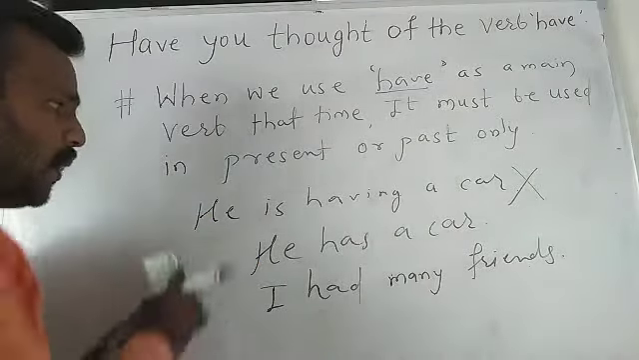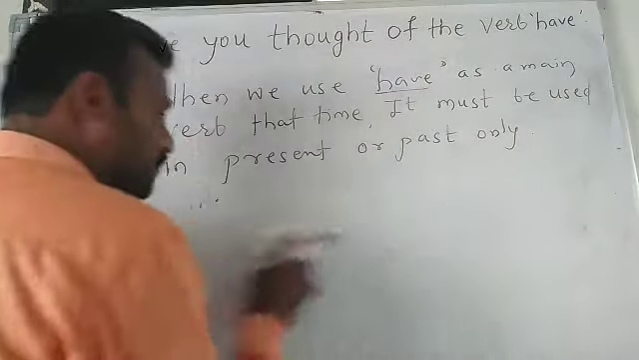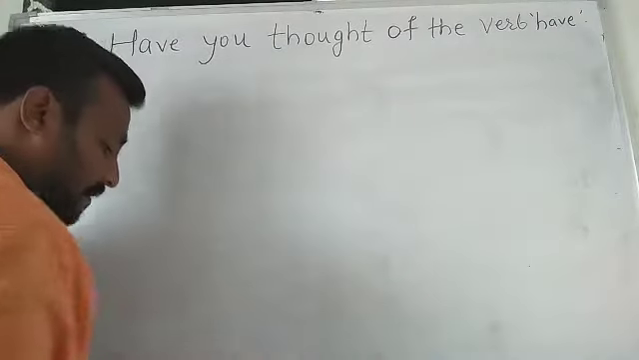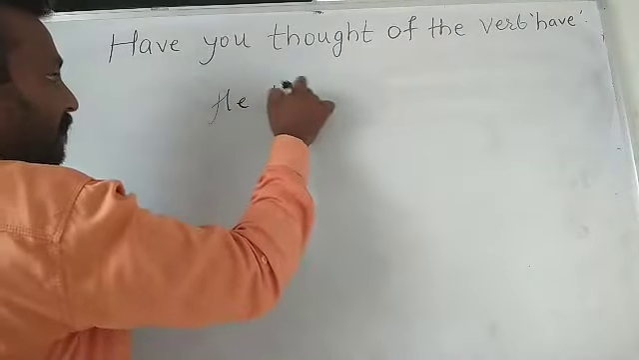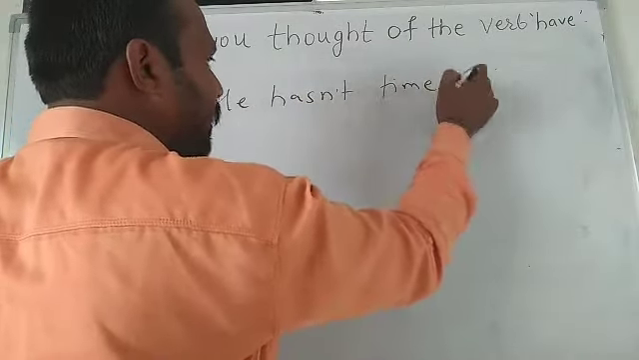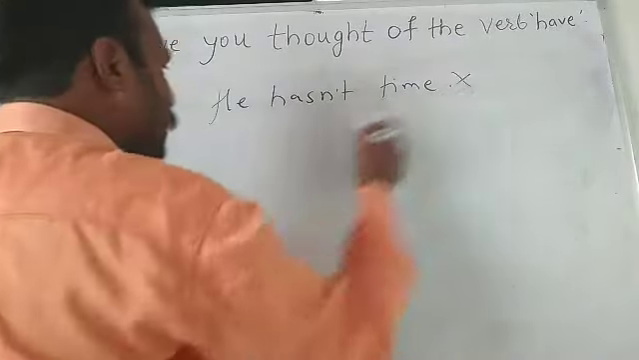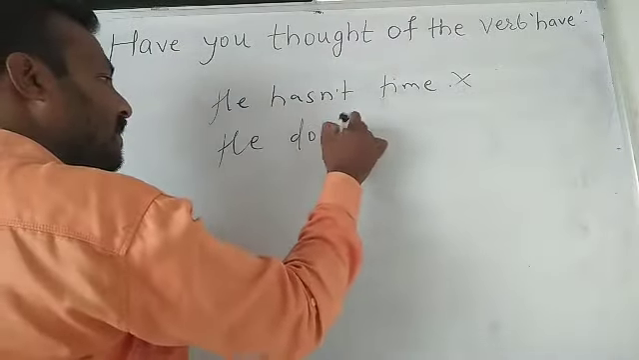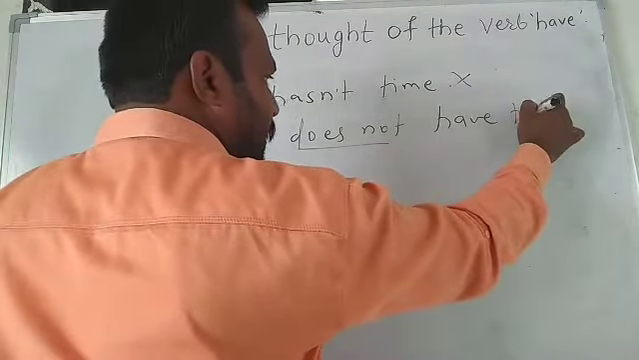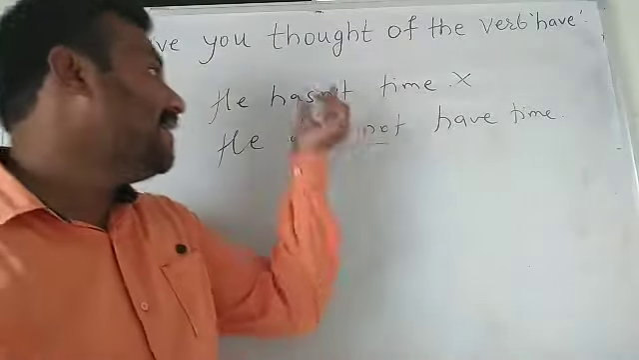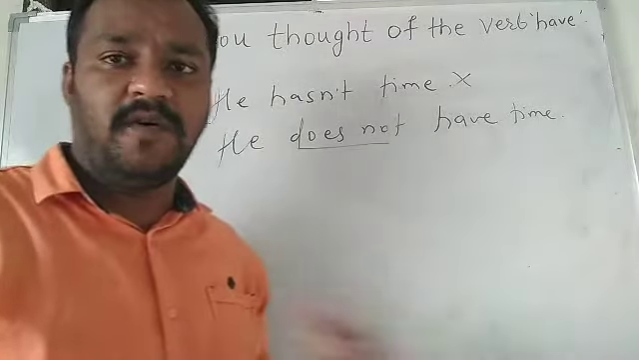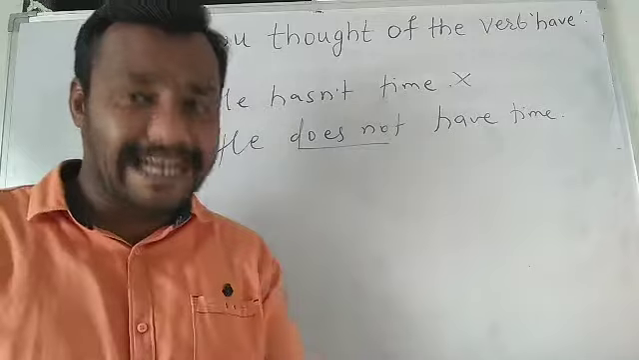Next, when we make negative sentences also, many students commit mistakes. They write directly, he hasn't time. This is absolutely wrong. You have to write, he does not, or its contracted form doesn't have time. In negative sentences also, directly we cannot add not, isn't it? Always we have to use it along with a helping verb.